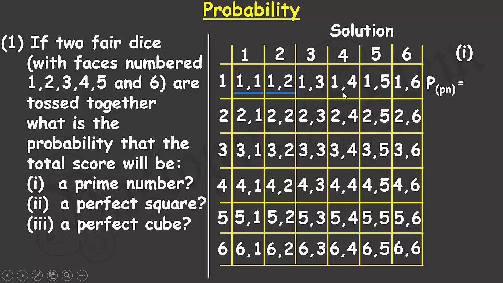1 plus 4 is 5. 5 is a prime number. Okay, 1 plus 6 is 7. 7 is a prime number. So I'll underline each and every one of the pairs with a blue line. I'll move to the next row.